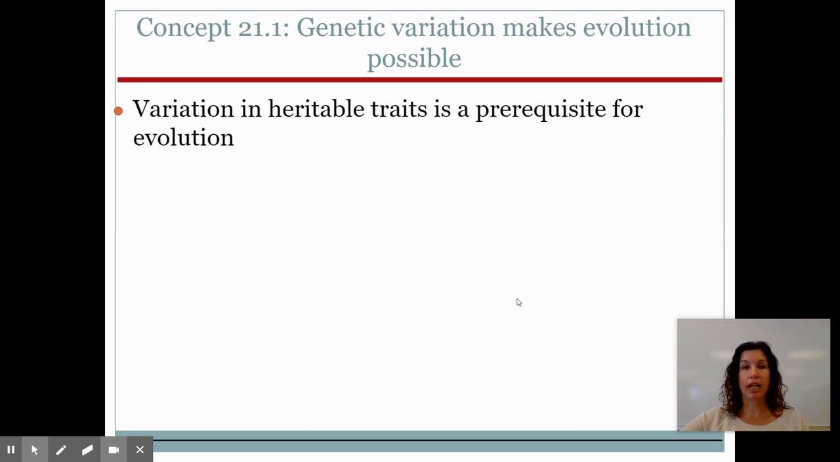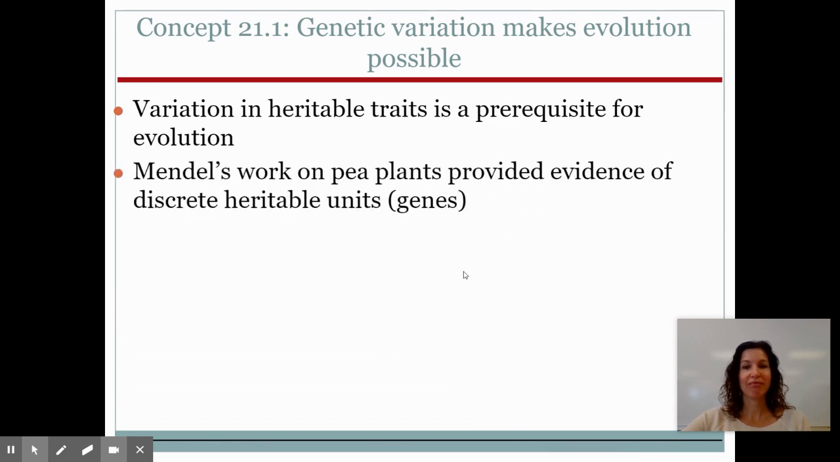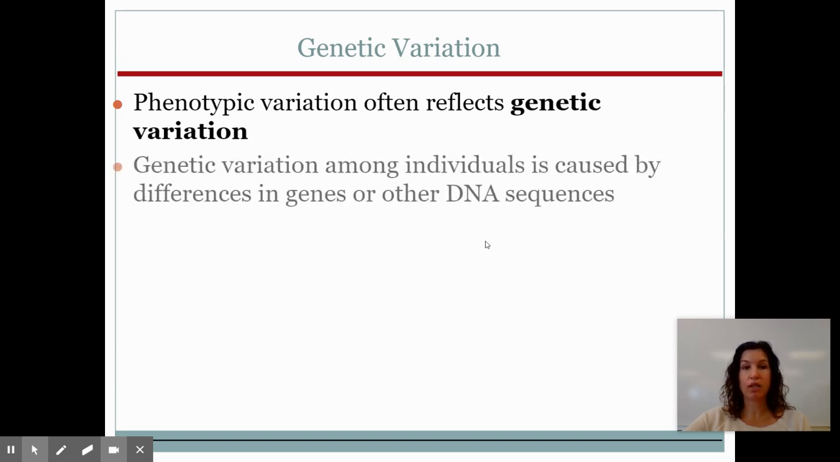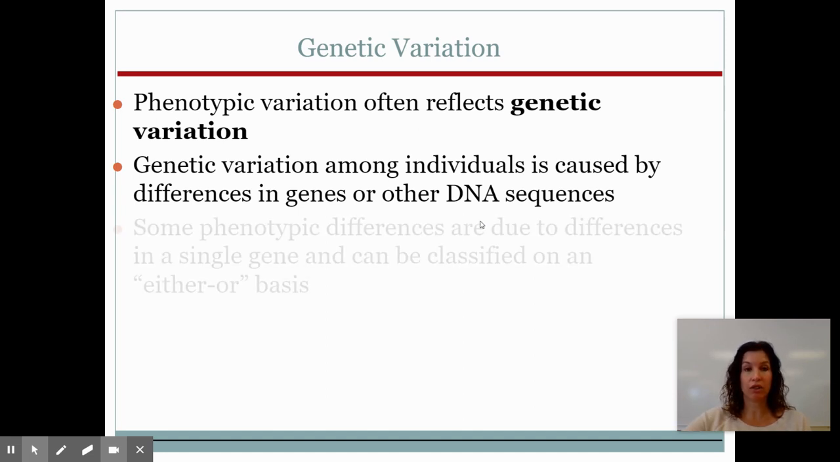Variation in heritable traits is a prerequisite for evolution. What that means again is those traits that are passed on from parents to offspring, that natural variation that occurs originally due to mutation, is what's needed for evolution to occur. If everything is exactly the same, there's nothing that can change. There's no variation there. Phenotypic variation often reflects genetic variation, and that phenotypic variation is what evolution acts on. So the physical traits.